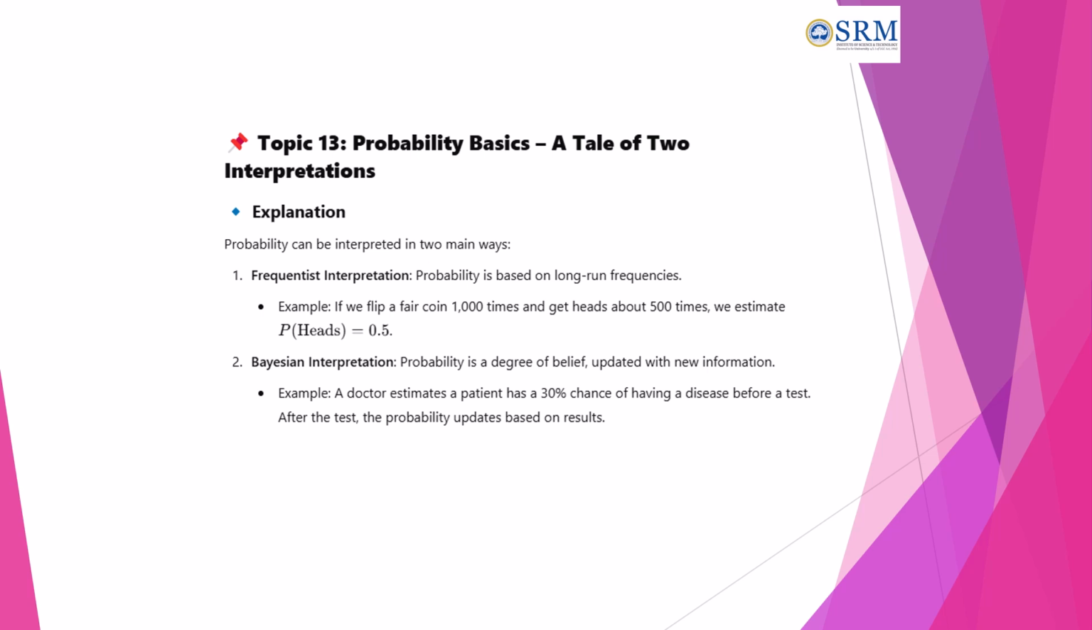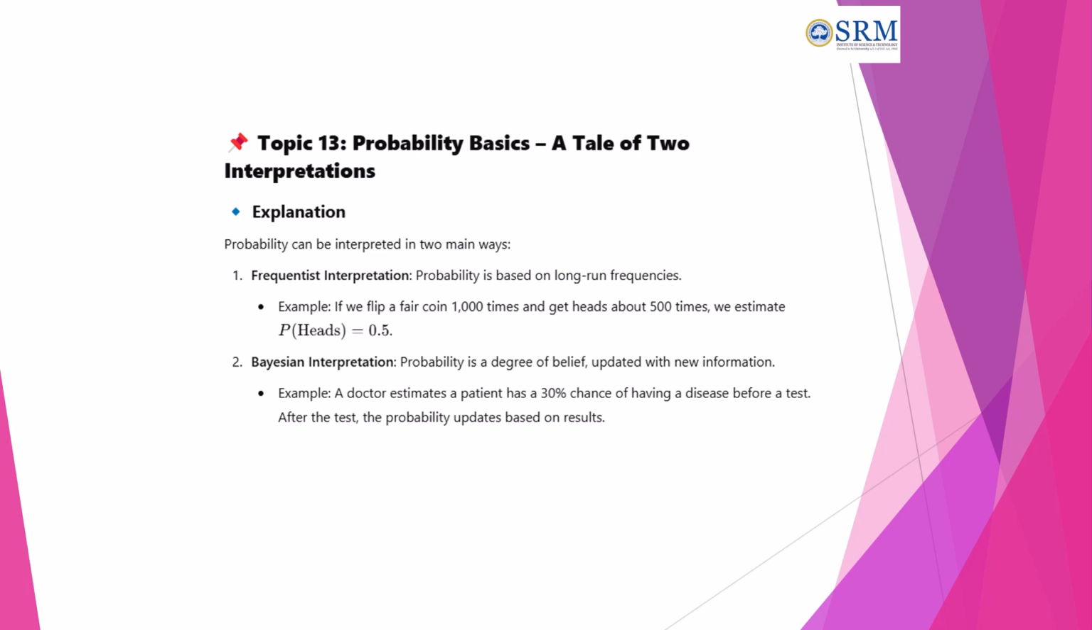Unit 1, Part 3, Probability Basics: a tale of two interpretations. Probability can be viewed through two major lenses, frequentist and Bayesian interpretations. Frequentist interpretation sees probability as the long-run frequency of an event occurring after many trials.